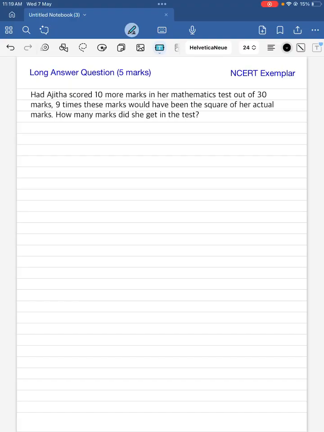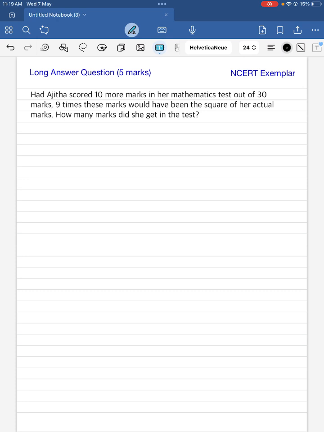Today I'll be discussing this long answer question for 5 marks from the NCERT exemplar. And the question is again from quadratic equations. The question is, had Ajitha scored 10 more marks in her mathematics test out of 30 marks, 9 times these marks would have been the square of her actual marks.